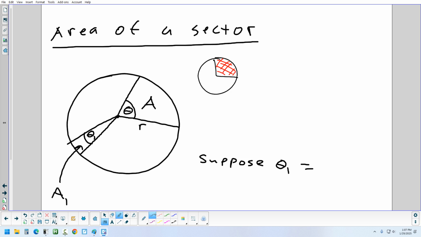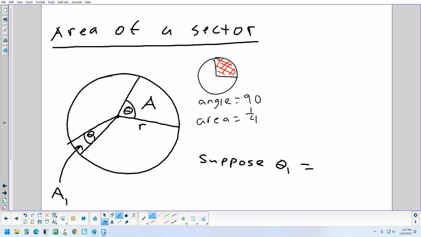Okay. How big is the angle in that picture? 90. How much of the area is that shaded red section? 1/4. That's a quarter of it, yep.